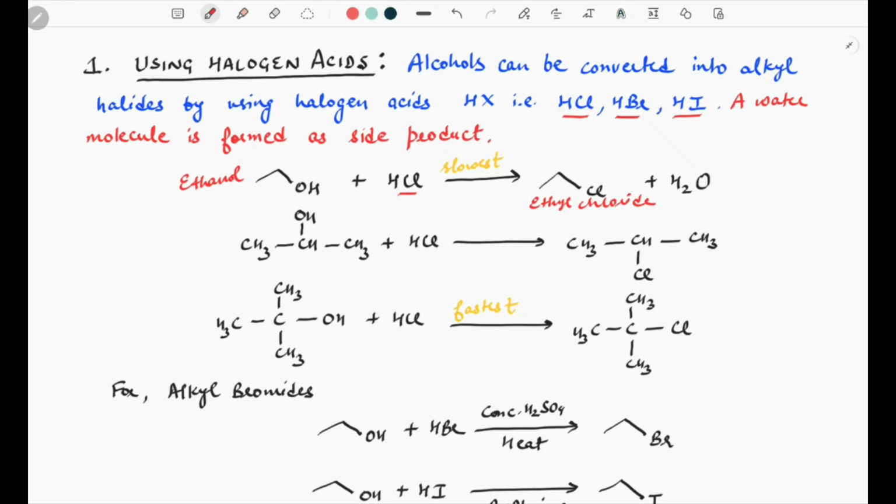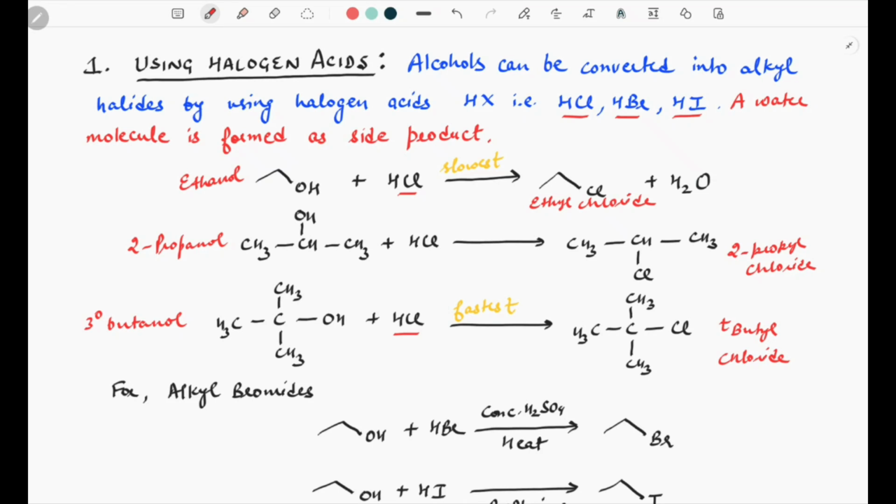Similarly, when 2-propanol is treated with HCl, it forms 2-propyl chloride. When tertiary butanol is treated with HCl, the reaction is fastest and it forms tertiary butyl chloride.